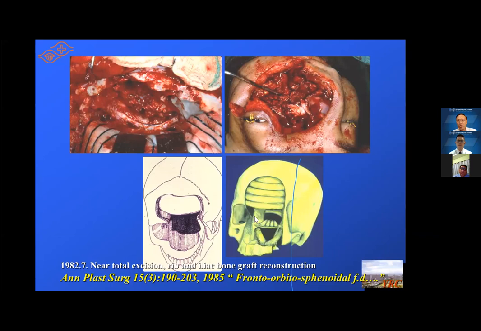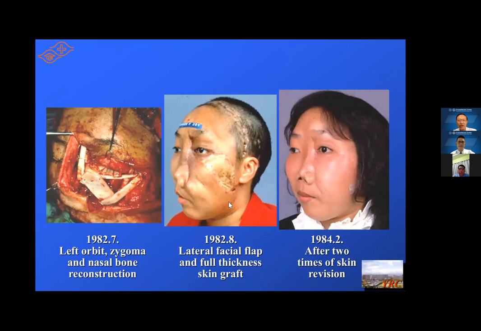At that time we reconstructed with iliac bone graft and rib graft, and have the orbital reconstructed, intercanthal distance reconstructed, and maxilla. So this is during surgery, in 1982, where you can see this reconstructed with all wires and bone graft. And then we closed this skin defect with a rotational lateral facial flap and skin graft on this. And then we revised the skin graft part 6 months after, and then closed up with this kind of face. This is about 2 years after the initial surgery.